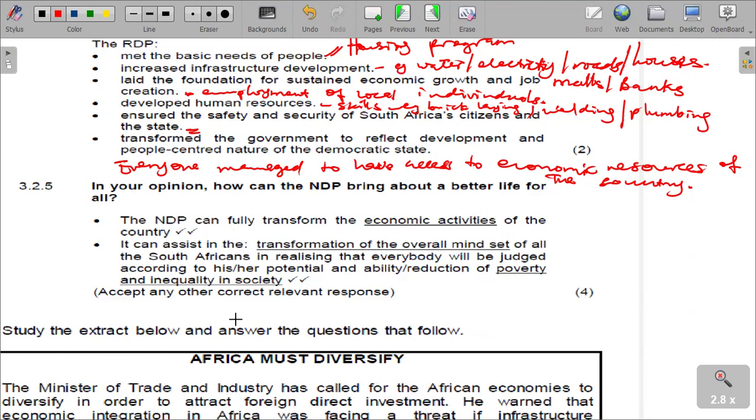all? It can. We talk about one can fully transform the economic activities of the country. We talked about that to say the National Development Program has to do with identifying poorly developed areas and then emancipating them, both the services and also the people. So it has to do with transformation of economic activities. That is one other advantage that we can talk about.